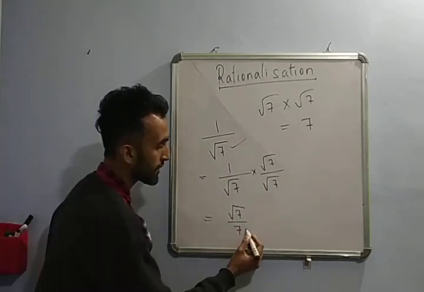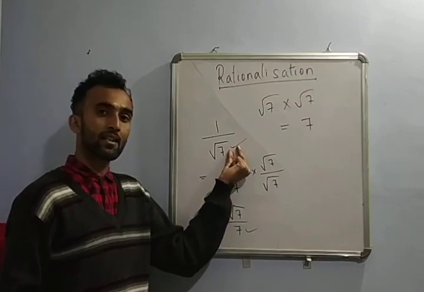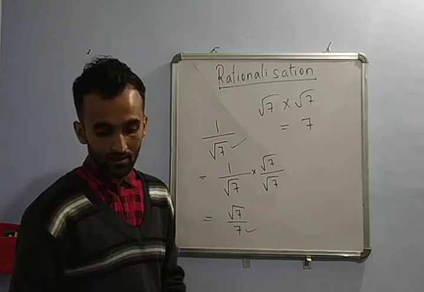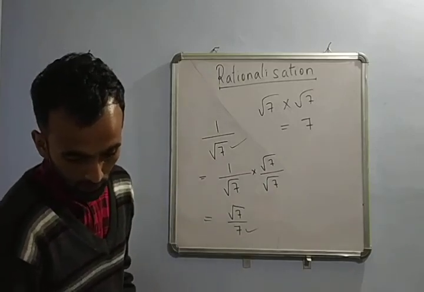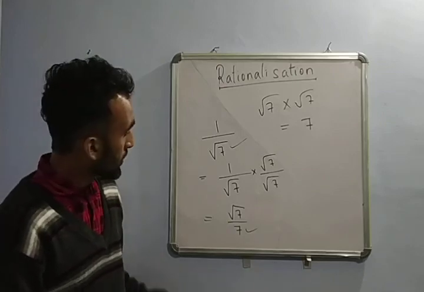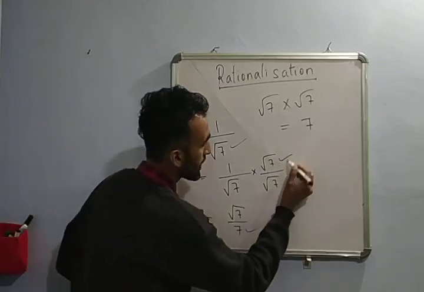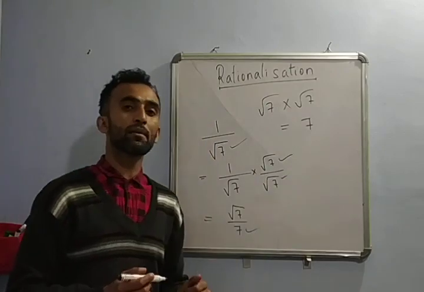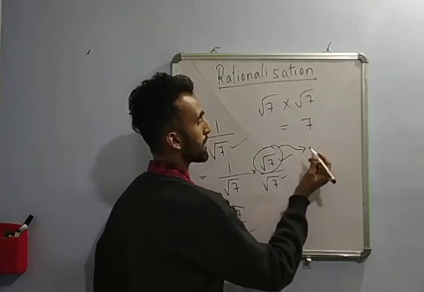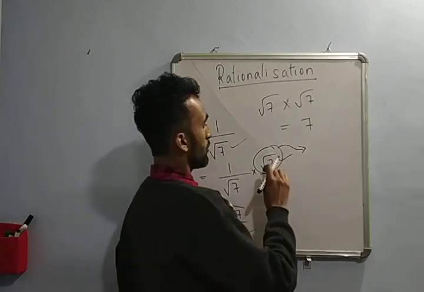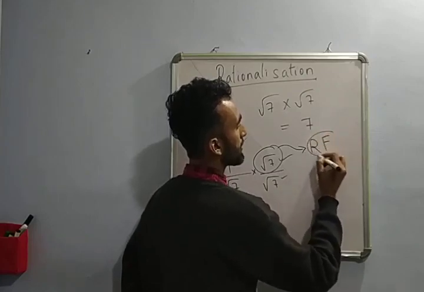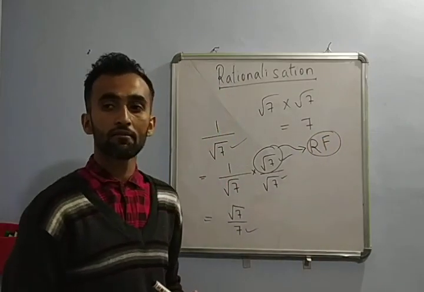Root 7. Now it becomes 7. From irrational to rational. So that process is called rationalization. You have to understand what is rationalization. This factor which I multiplied, root 7, the factor which you multiply, is called the rationalizing factor. RF, I'll write. RF means rationalizing factor.